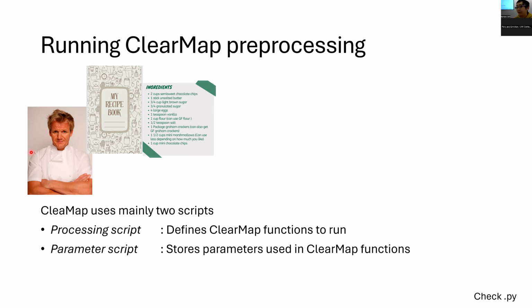If you think about all the functions that we talked about, those will be listed in the processing script. So you will be saying that first you will do this, second you will do this, third you will do this, just as in a recipe. And then for the parameter script, you'll say, okay, use this value for this step, use this value for this step, and use this value for this step. So each data set will have its own processing script and parameter script, and then you will use those to process things.